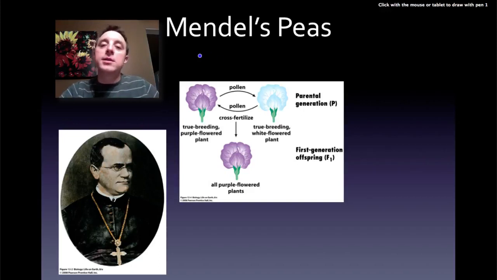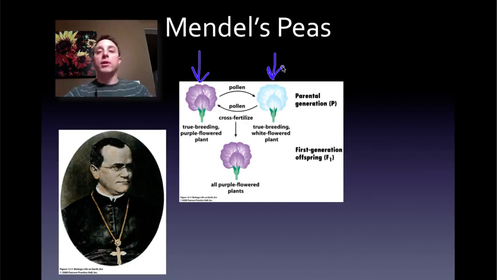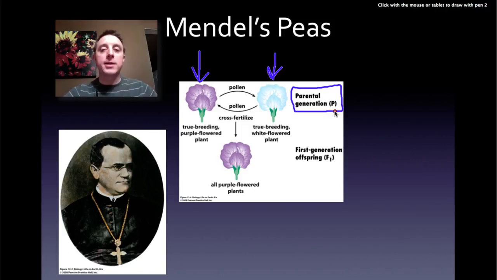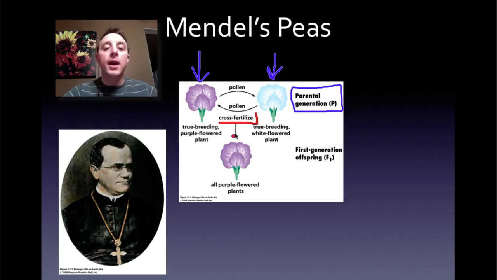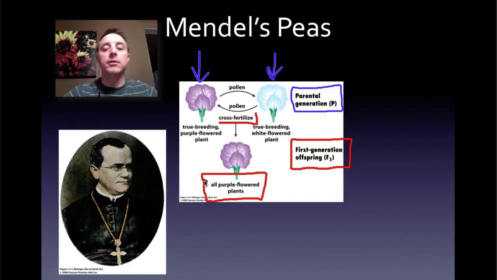One of them was the color of the flowers: purple, these guys right here, and white flowers, the parental generation, or P. So he crossed them together. He allowed them to cross-fertilize, and he came up with the first generation offspring, or F1, as he called it. And what he saw was that all of the offspring had purple flowers, no white flowers.